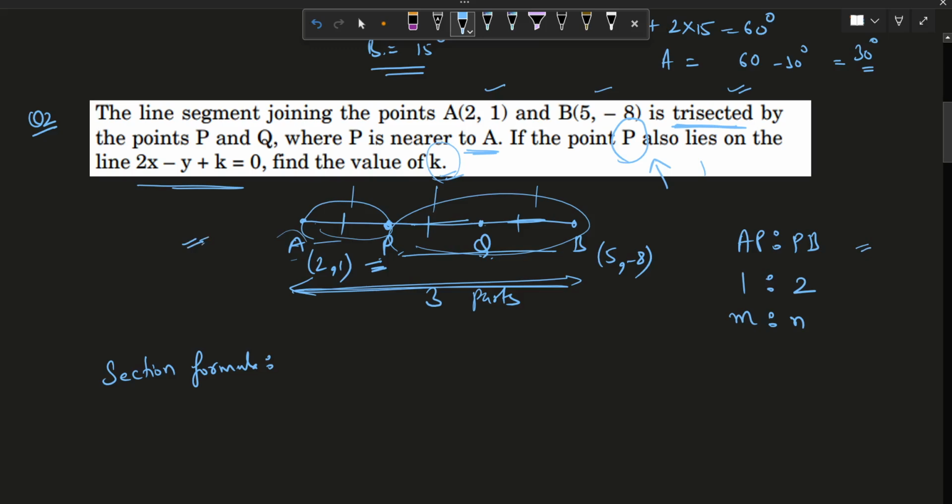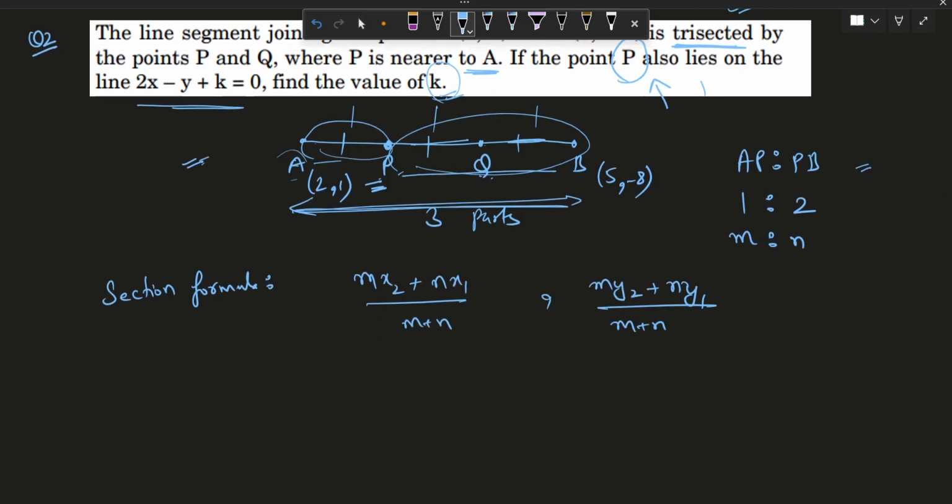If you have confusion, you can draw it. The section formula says that (mx2 + nx1)/(m + n), (my2 + ny1)/(m + n). This is the formula to find the coordinates of a point which is dividing a line. Okay, that's the section formula. Now let's put in the values.